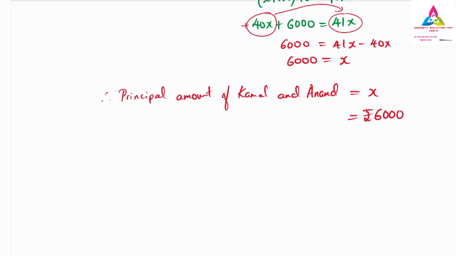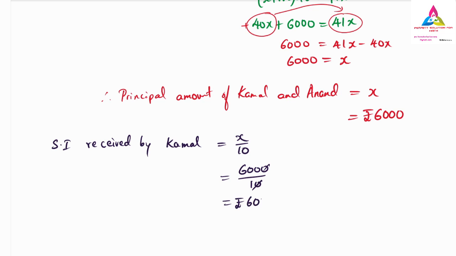So the simple interest received by Kamal, we know the simple interest formula is x by 10, as we got in the previous step. x is nothing but the principal amount, that is 6000 divided by 10. So obviously how much rupees? Rupees 600, that is received by Kamal, the simple interest.